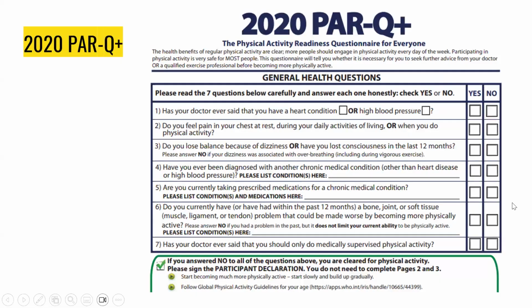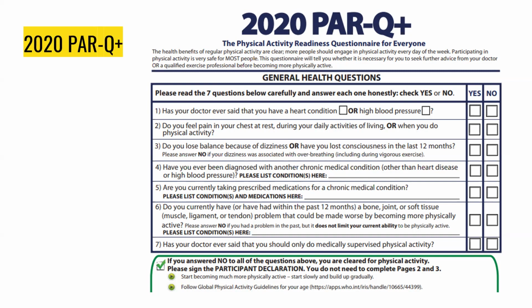Right, this is the 2020 PAR-Q+. That's the Physical Activity Readiness Questionnaire for everyone. And this is something that you'll encounter a lot moving forward in your career. This is a questionnaire that presents general health questions. And it's very easy, very simple to follow. You can give it to your clients and they can start filling it out by themselves.